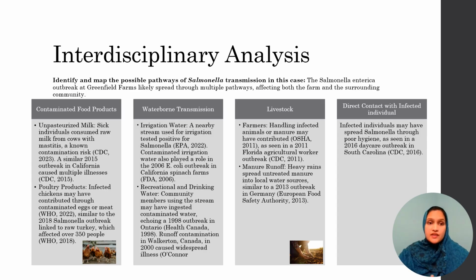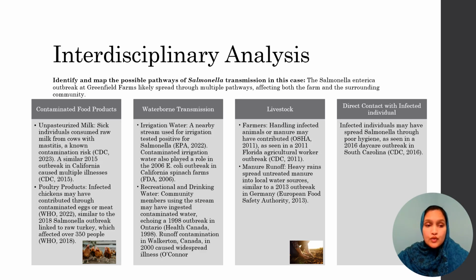Given our scenario, it's important to identify and map the possible pathways that this salmonella transmission disseminated into the community. So when we first look at it, we see contaminated food products, which include unpasteurized milk. Sick individuals consumed raw milk from cows with mastitis, a known contamination risk. A similar 2015 outbreak in California caused multiple illnesses as well.